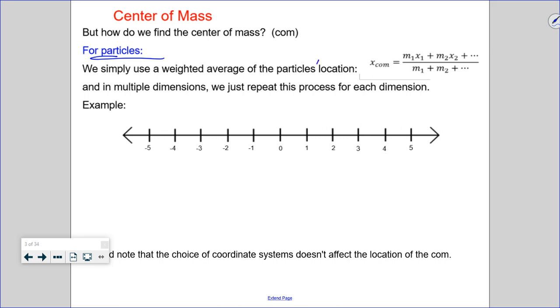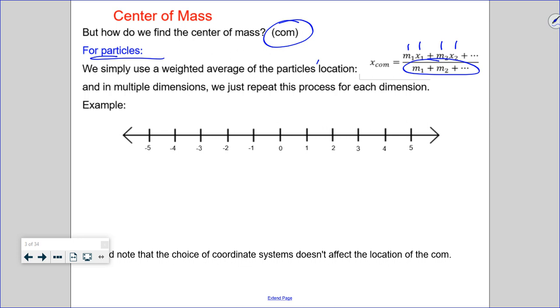So we use a weighted average of the particles' locations. To find x, the position of the center of mass, we're going to use COM to represent center of mass. It's just a weighted average. So you take the mass of each particle multiplied by the position of that particle, and then you add up all of the different particles, and then you divide by the total mass, okay? And if we had multiple dimensions, if we had a y-axis, you'd repeat that same process for the y dimension or the z dimension, okay?